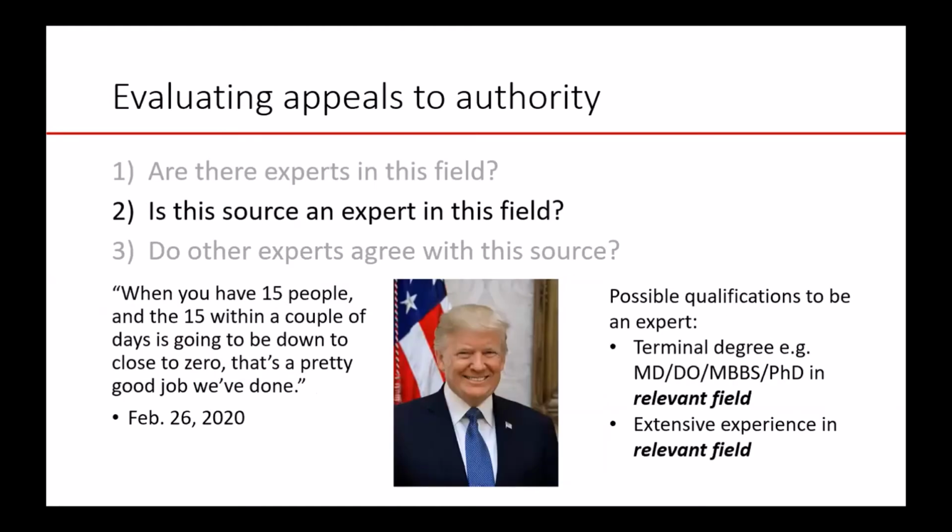Secondly, is this source an expert in this field? Now, what do you need to be an expert? Usually it's a terminal degree in a relevant field. If someone has a law degree, they're not an expert in medicine, and vice versa. And again, in some cases, extensive experience in the relevant field can be used as a substitute for that terminal degree.